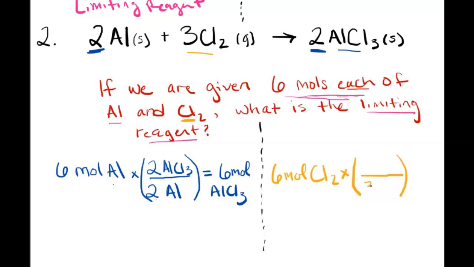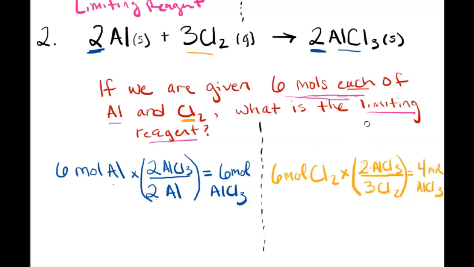So we have 3 Cl2 and 2 AlCl3. Okay? Now this is kind of a different situation than we've been in, right? So now we actually have to multiply the top and then divide the bottom, right? But it's not much more complicated math than what we've done before. So 6 times 2, that's going to give us 12, right? 12 divided by 3, that's going to give us 4 moles of AlCl3.